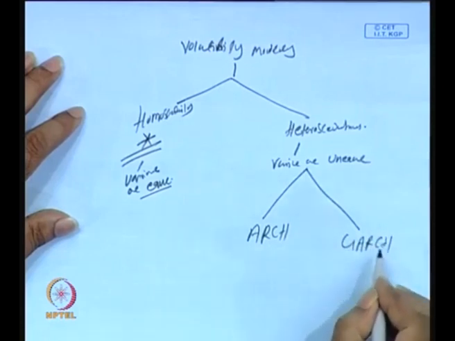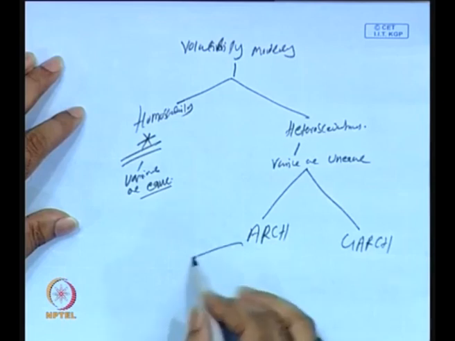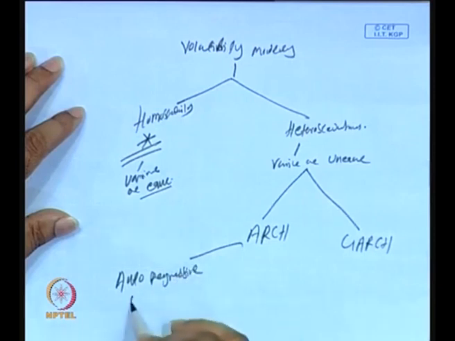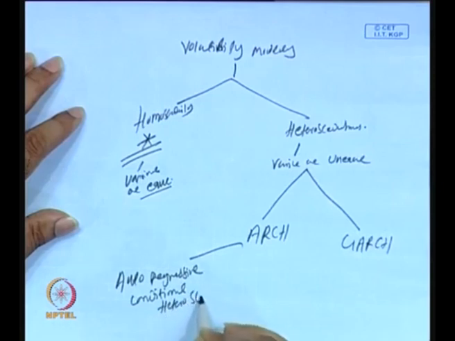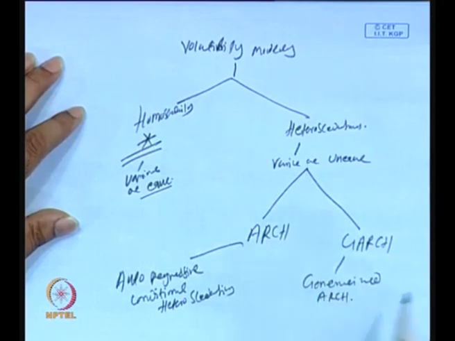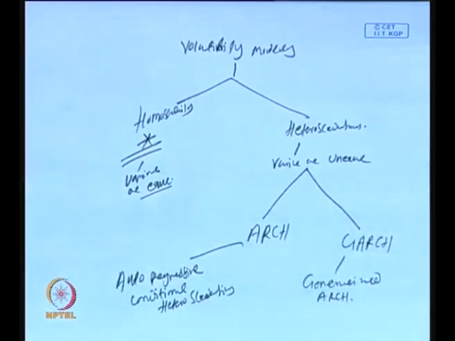This is called autoregressive conditional heteroscedasticity, and this is called generalized autoregressive conditional heteroscedasticity. Okay. So, I will come down to here right now.